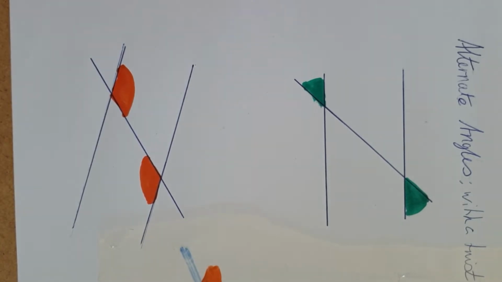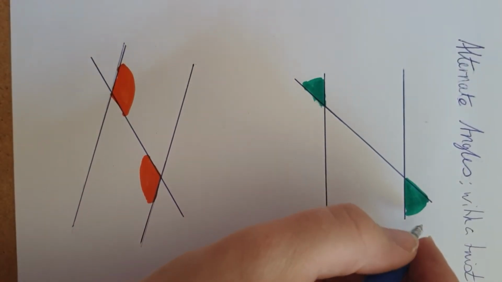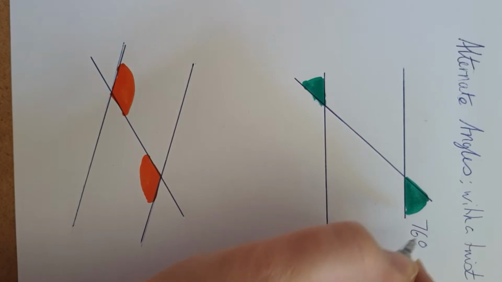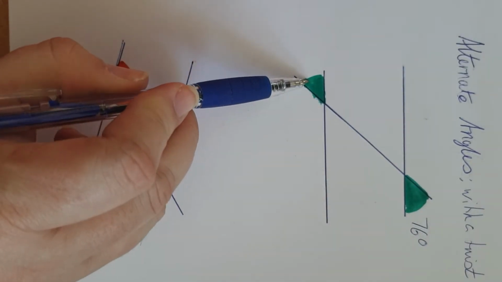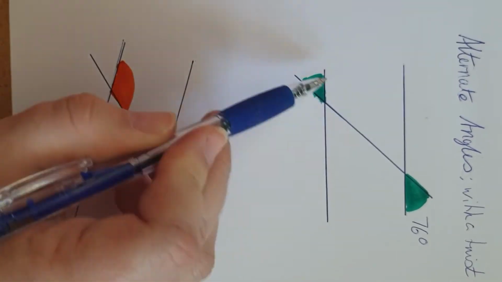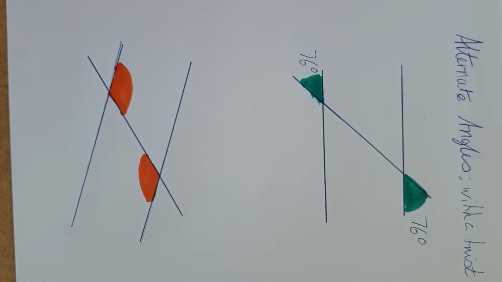Now obviously, being a mathematician, we like numbers. So I am telling you that this angle here is 76 degrees. Therefore, this angle here, by colouring, we know it's the same. So that angle there must also be 76 degrees.